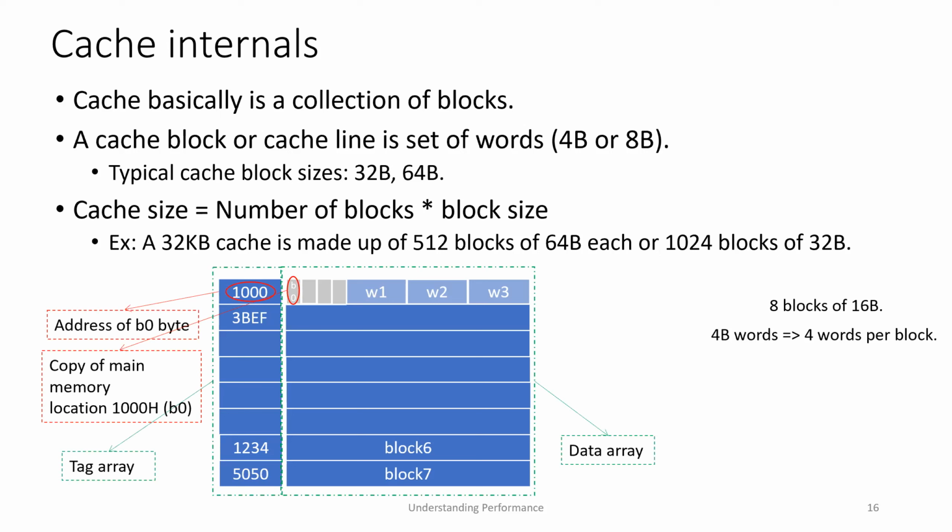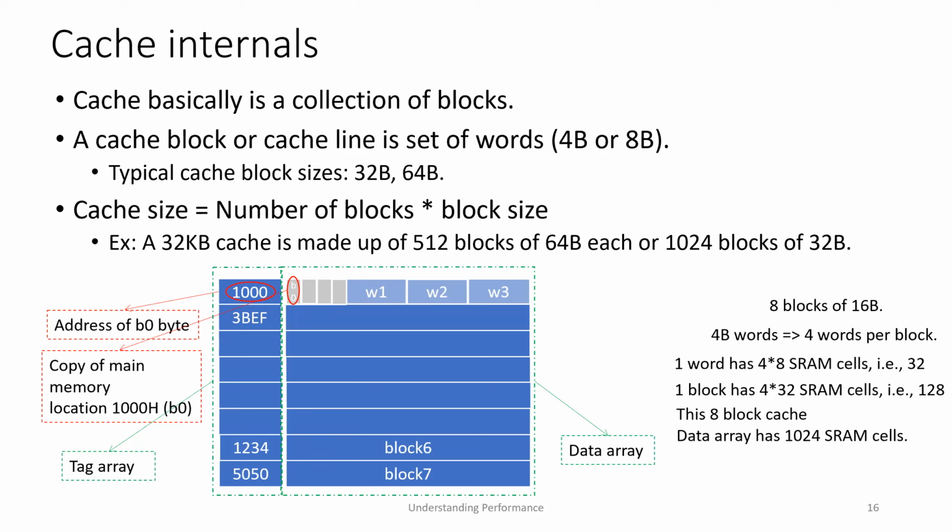The portion where we store the addresses is called the tag array. The portion where we store the data is called the data array. So the cache will have explicit storage to keep the address and the actual data. Okay. Any questions so far?